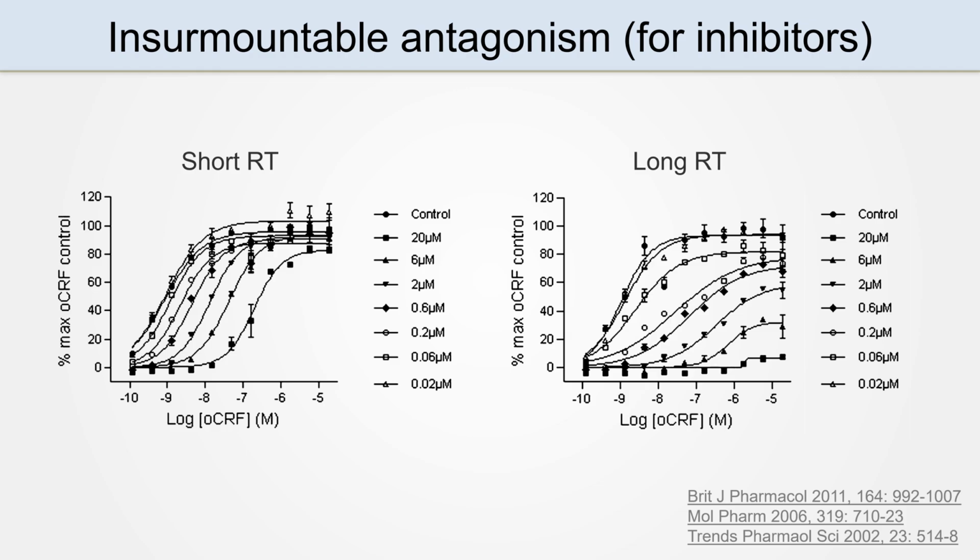Short residence time compounds, like the one on the left, produce a shift of the dose response curve, but they do not reduce the maximal response. These curves all plateau at the same level. By contrast, a long residence time compound behaves differently. The antagonist reduces the maximal response to the agonist. This is called insurmountability, and it can be diagnostic of a long residence time. This isn't always the case though. Allosteric modulators can also produce this insurmountable behavior.